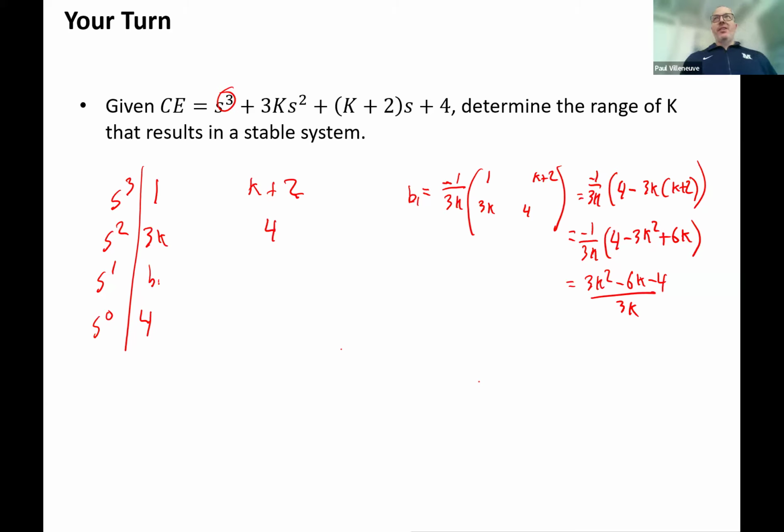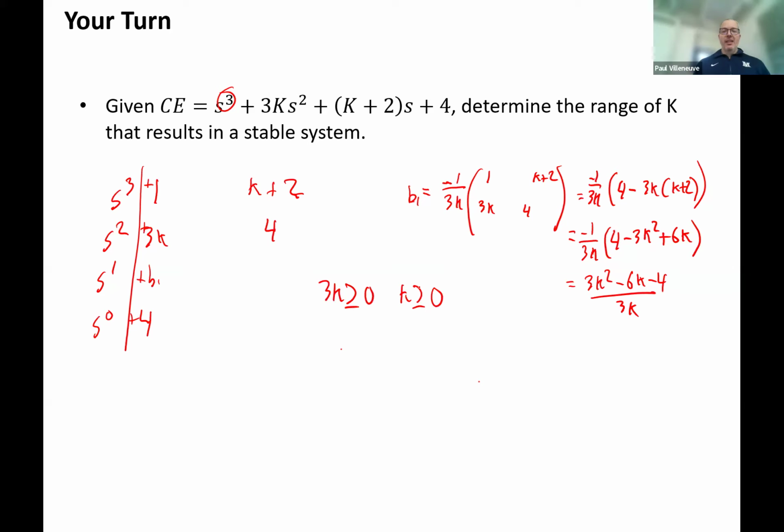So for this to have all poles in the left-hand half plane, not a stable system, but all poles in the left-hand half plane, I can't have any negative numbers. Positive, positive, positive, positive. So the first one is 3K has to be greater than or equal to 0, which means K has to be greater than or equal to 0.